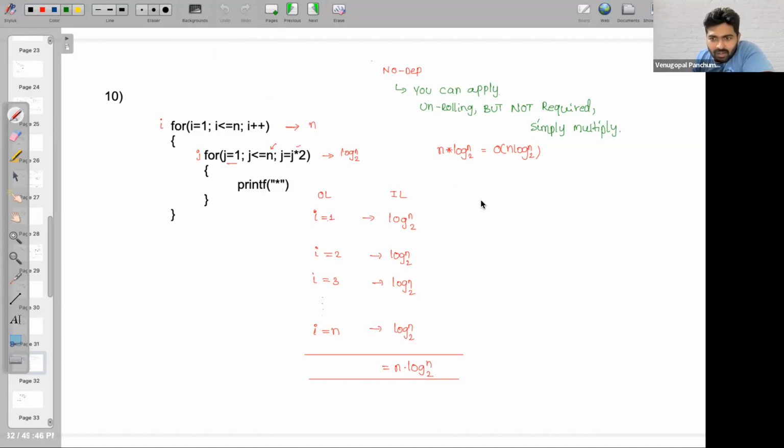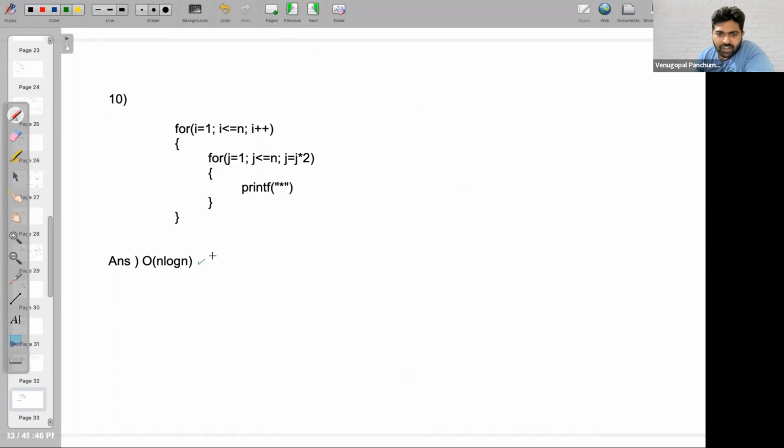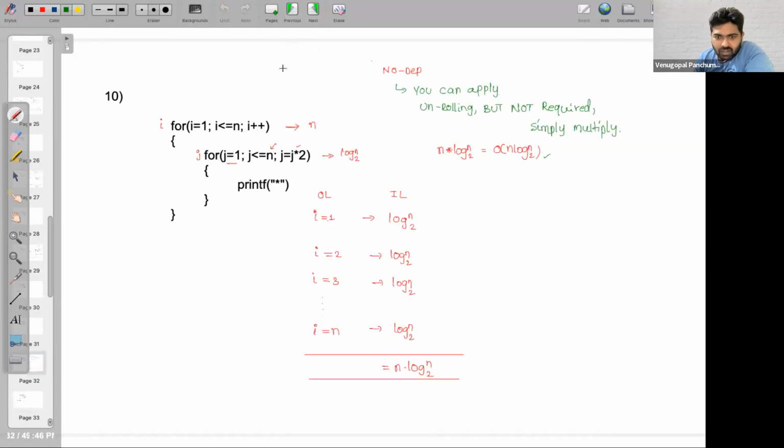Okay. So yeah, this is the answer, friends. Even if there is no dependency, you can unroll it, but it is not required. So the answer is order of n into log n.